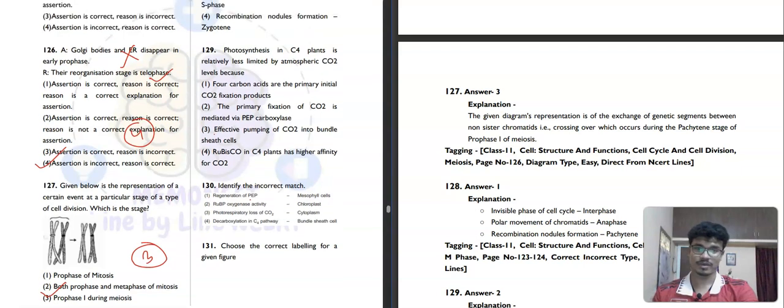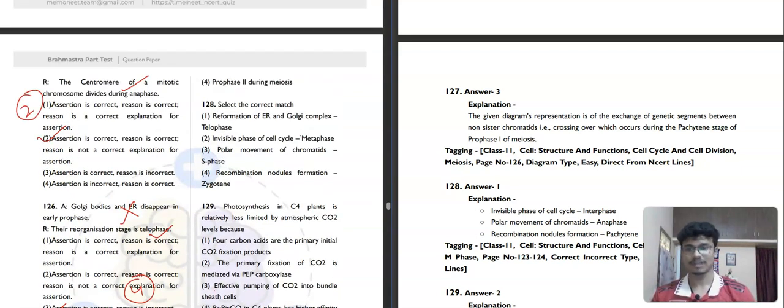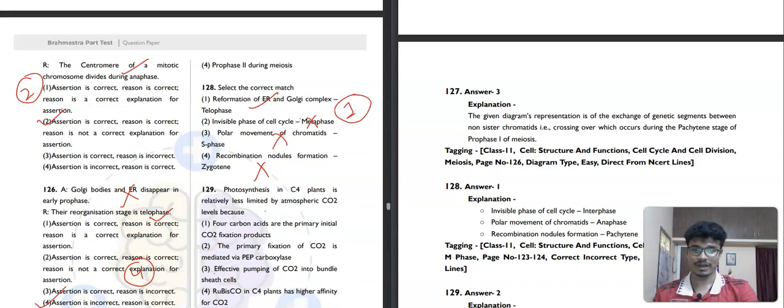Then moving to the next question, number 128. Select the incorrect match. We will select the incorrect match definitely. It says reformation of ER and Golgi complex, telophase. Yes, it is correct. Invisible phase of cell cycle, metaphase. I mean, this is the most studied phase, you can see very easily. Polar movement of chromatids, S phase? No, this is during anaphase. Then recombination nodule formation, zygotene. Recombination nodule forms in pachytene. So here the invisible phase of cell cycle is interphase. So the correct option is the first. Moving to question number 129.